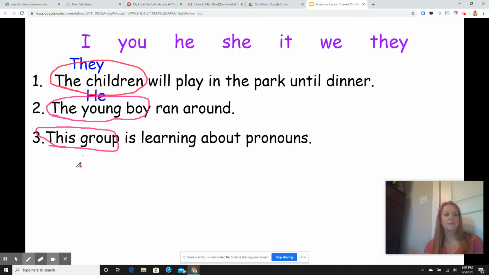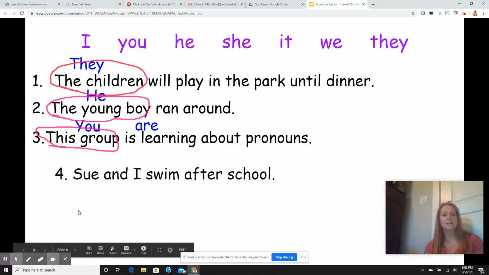So let's see. Actually, we'd use you. You is learning about pronouns. That doesn't sound right, does it? No, because this verb doesn't go with you. What verb can we put with you to make it right? Are. You are learning about pronouns.